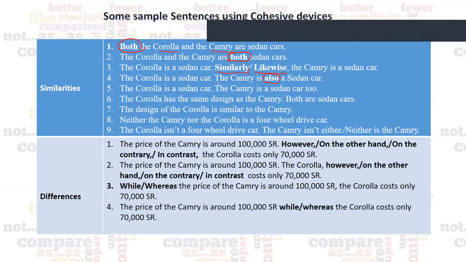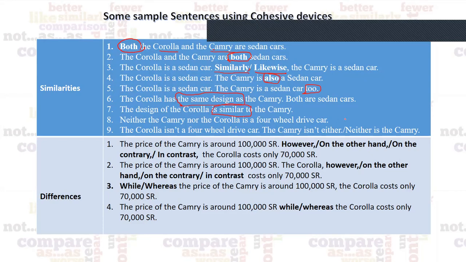Then, number four, you use also. The Corolla is a sedan car. The Camry is also a sedan car. Same model. You have to say the Camry is a sedan car too. Okay. And number six, this model, the same design as. So these are the various models to describe the similarities. Similar to.